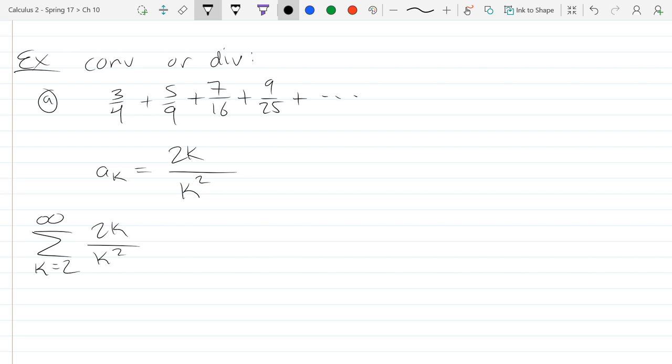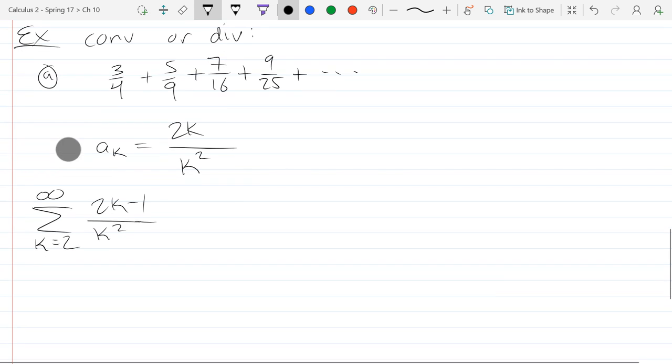What's wrong with our numerator? Starts in the wrong place, so we've got to offset it correctly. So what do I need to do to 2k so that my k equals 2 term is 3/4? Subtract 1. So 2k is always even, so I knew it had to be odd, so it's going to have to be plus or minus an odd number. I start at 2, so it needs to be a minus 1.